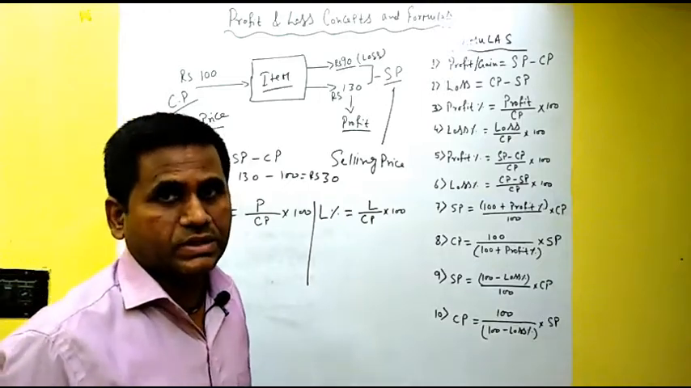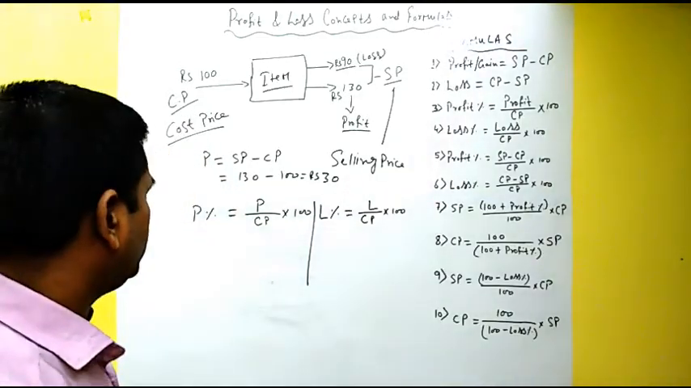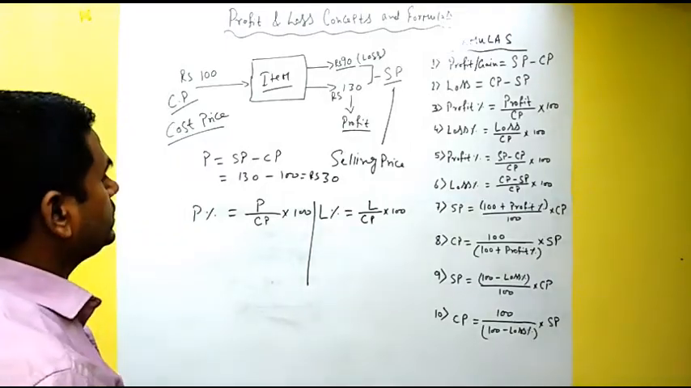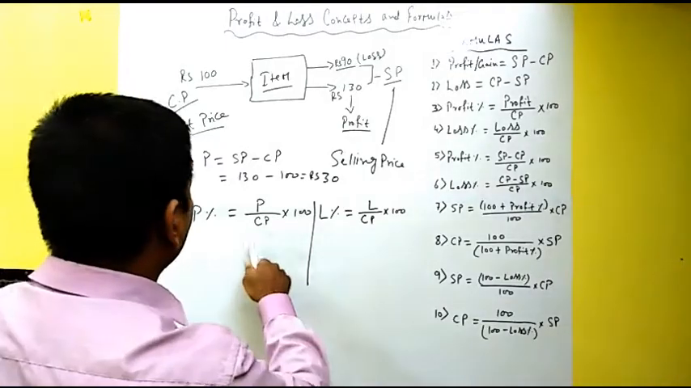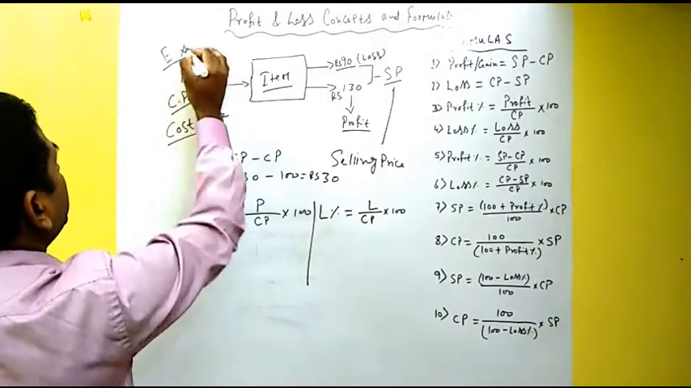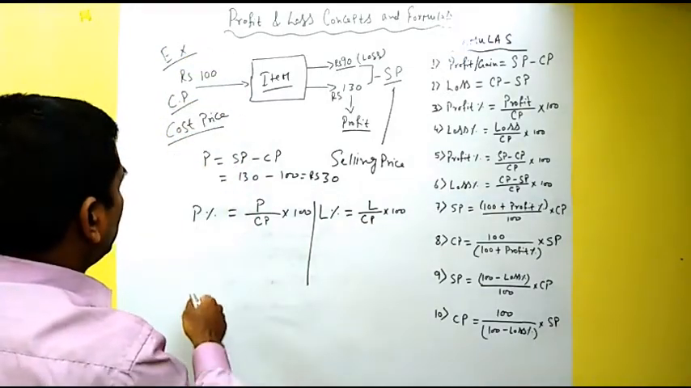Cost price is fixed. Selling price may change. If the selling price is more, you will get profit. If the selling price is less, you will get loss. But cost price is fixed. Now for the same example, let us calculate the profit percent and loss percent.